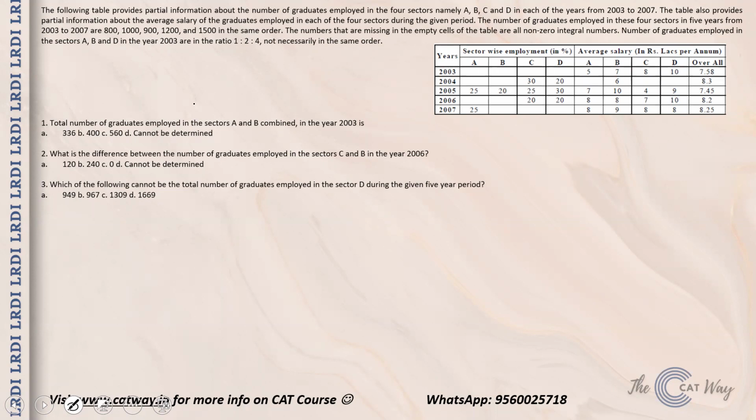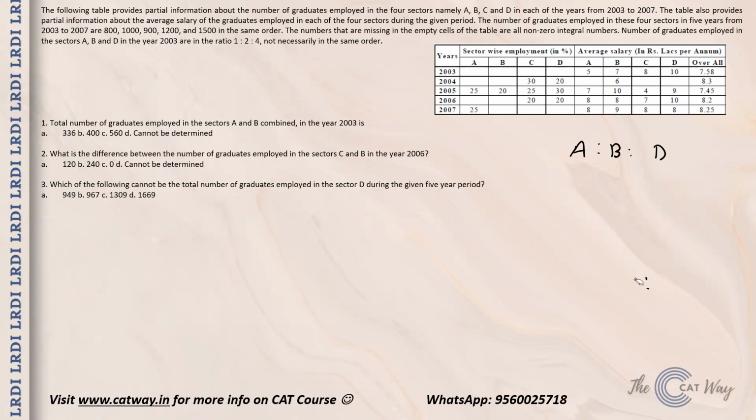the number of graduates employed in the sectors A, B, D in the year 2003 are in ratio 1:2:4, not necessarily in that order. So it could be like 4. The actual ratio between A, B and D that has been given is 1:2:4, but not necessarily in that order. So it could be 4:1:2, it could be 1:4:2, anything it could be. So that is what has been given to you.